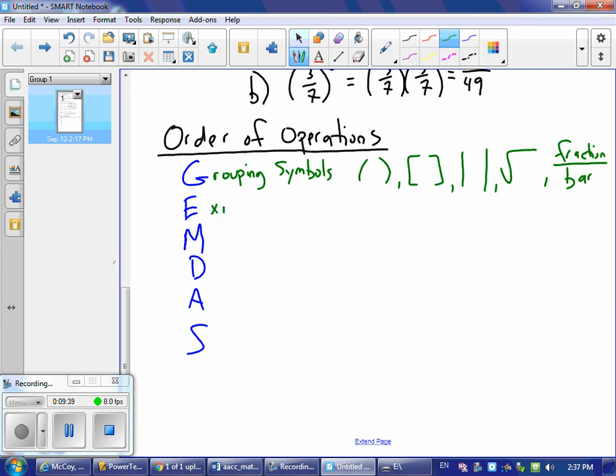E stands for exponents. M is multiplication. D is division. A is addition. And lastly, S is subtraction.